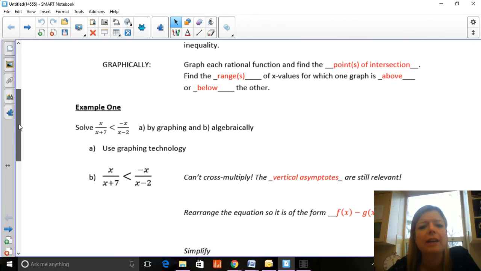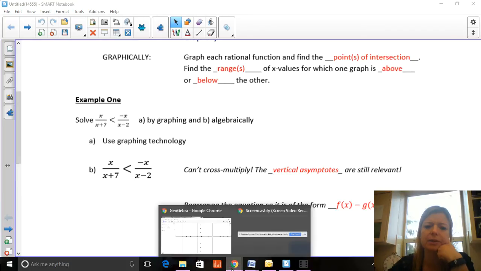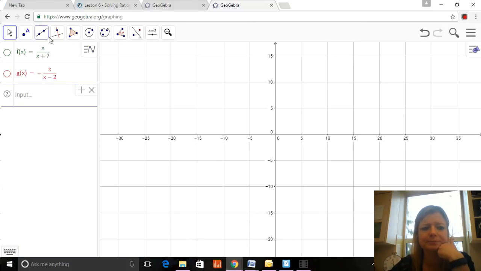Graphically, it means to graph each rational function, find the points of intersection, and then find where one is above or below the other. So we're going to graph x over x plus 7 and negative x over x minus 2, and see where this left hand side is below the right hand side. Let's do GeoGebra first.